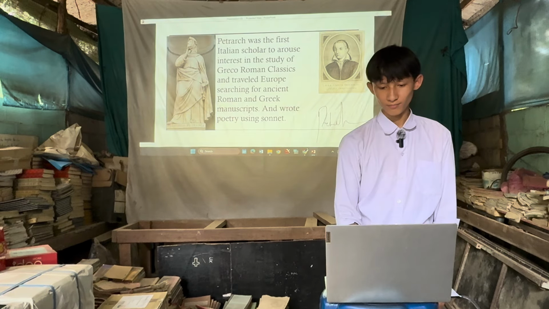Giovanni Boccaccio. Boccaccio, 1313 to 1375, was a seminal Italian writer, poet, and scholar who served as a primary architect of Renaissance humanism. And Boccaccio was famous for his work Decameron, a collection of 100 stories.